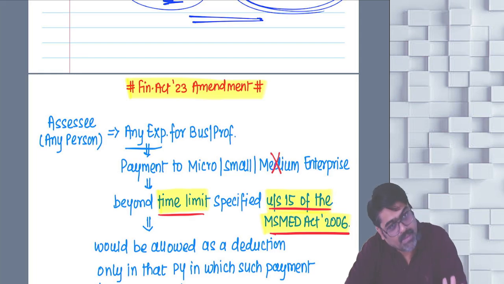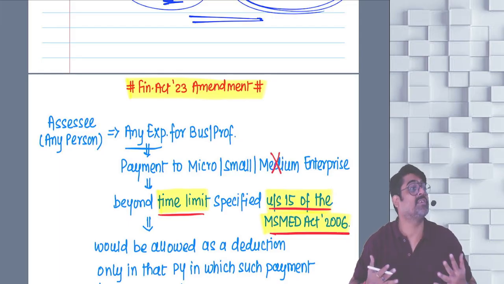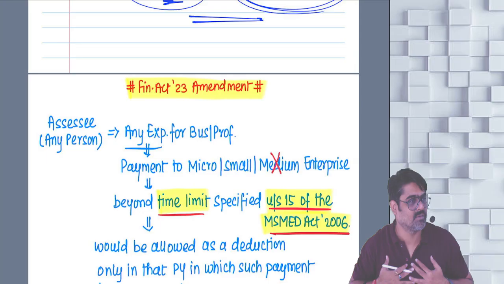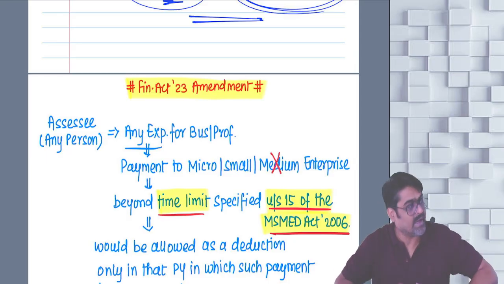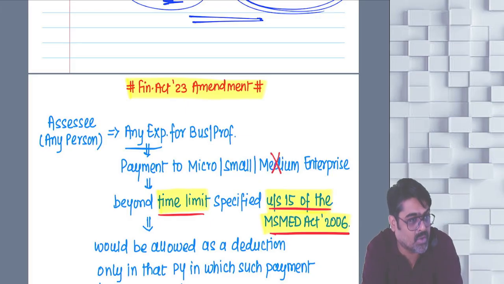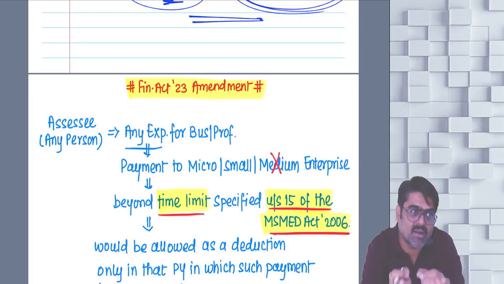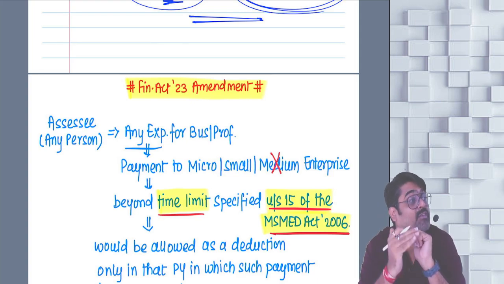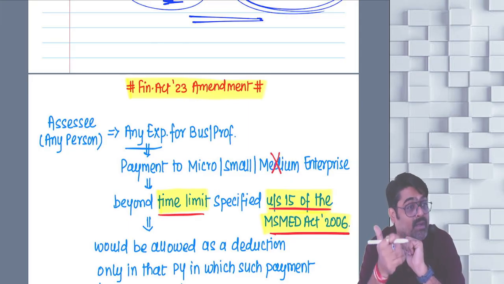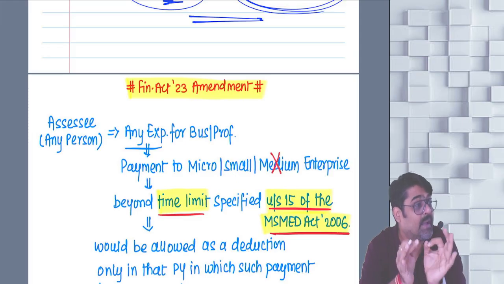So if the payment is made to micro or small enterprise, any business expense you have incurred, assessee has incurred any business expense for purchase of goods, purchase of services, yes or no? Any business expense incurred by the businessman, and for that expense, the businessman is supposed to make the payment to whom? Any micro or small enterprise. Then that amount will be allowed as a deduction in the hands of assessee only if the assessee has made the payment to that micro or small enterprise within the due date specified in MSME Act.